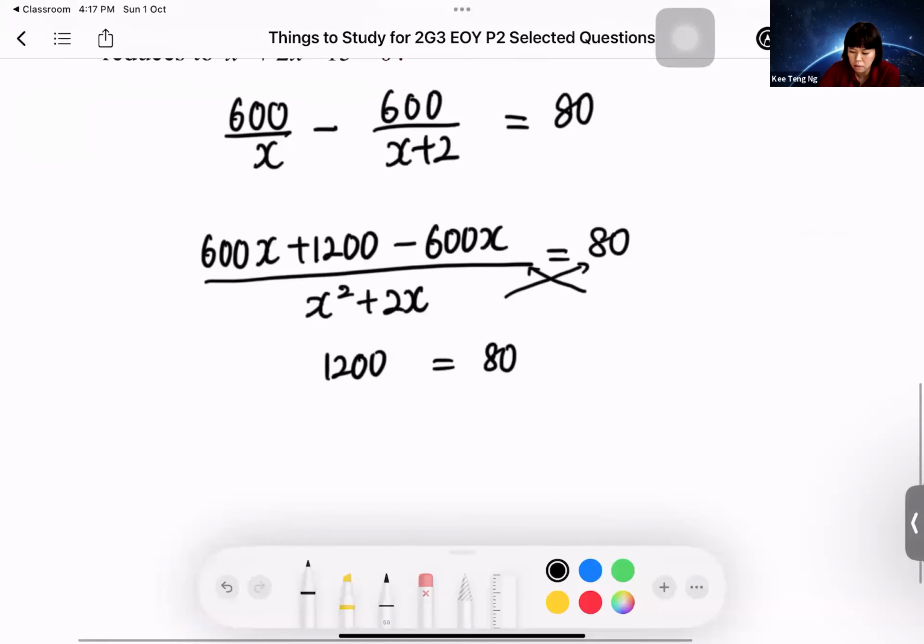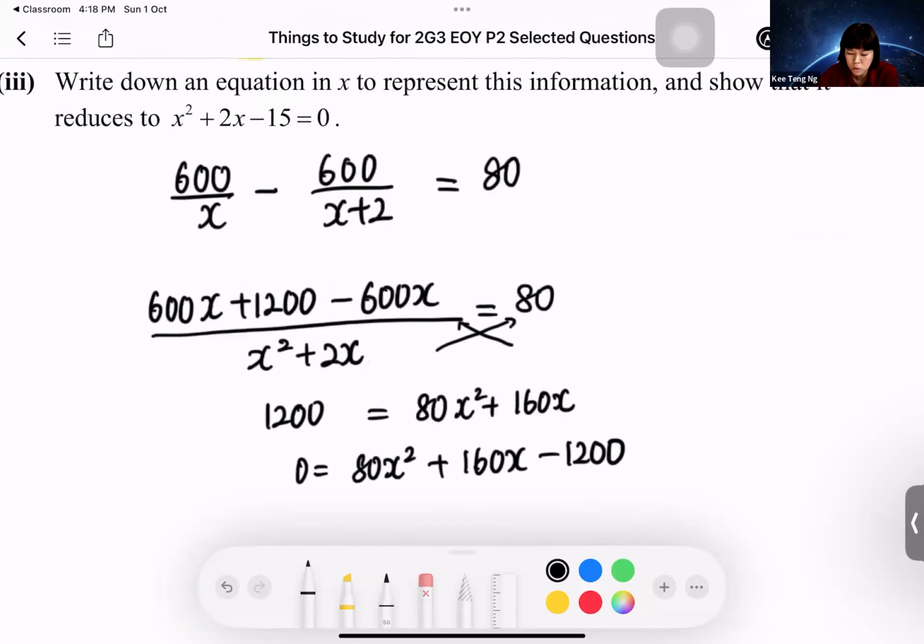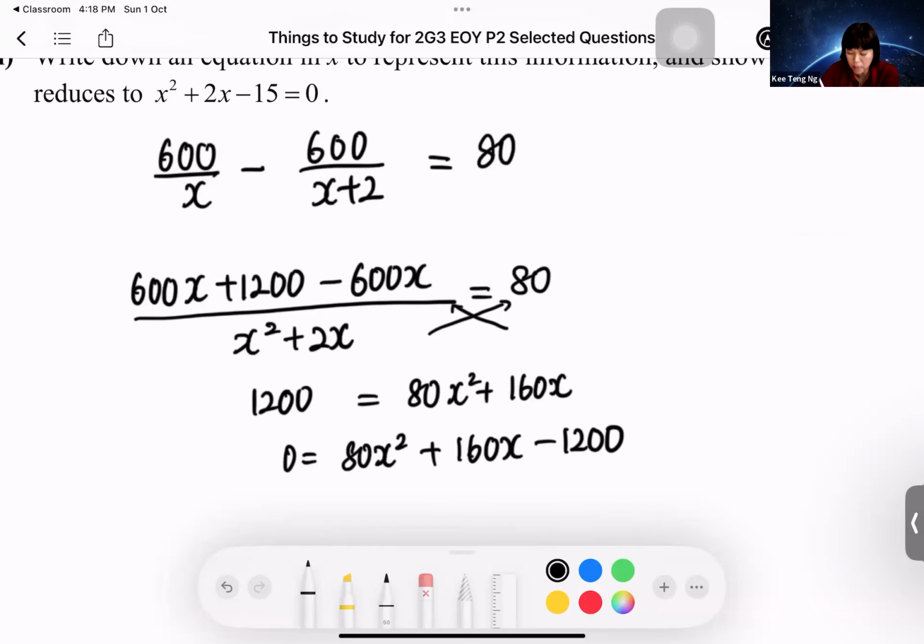Okay, then 80x squared. Then I shift everything over to one side. Then last but not least, we reduce it to x squared, so I can divide by 80. x squared plus 160 divided by 80, that will be 2x, minus 1200 divided by 80, that will give me 15, equals to 0. Shown.